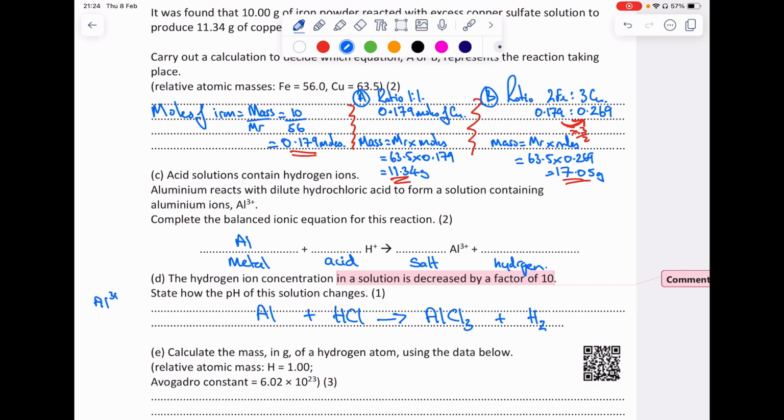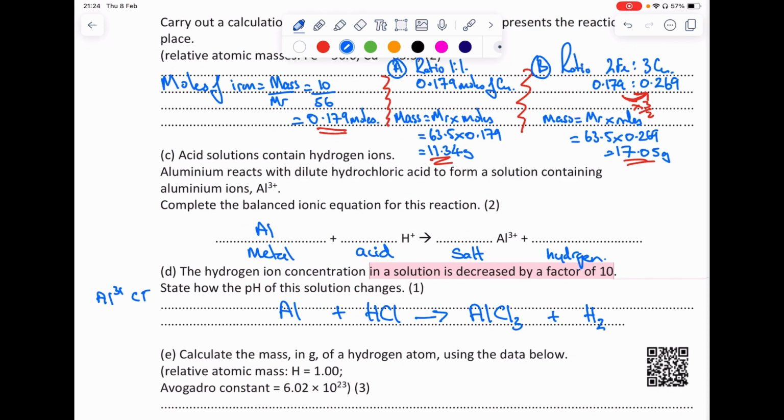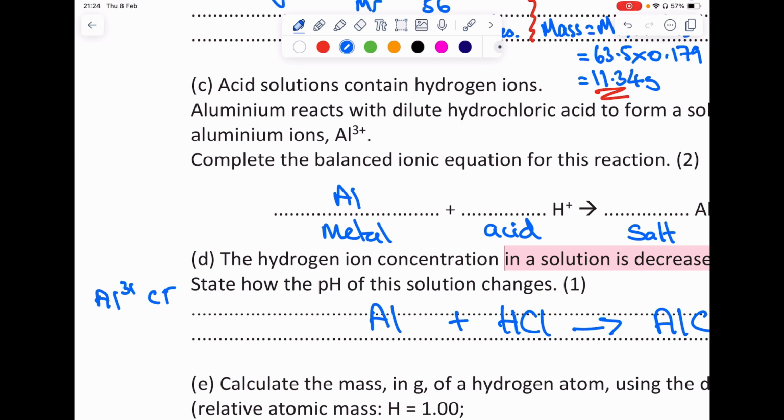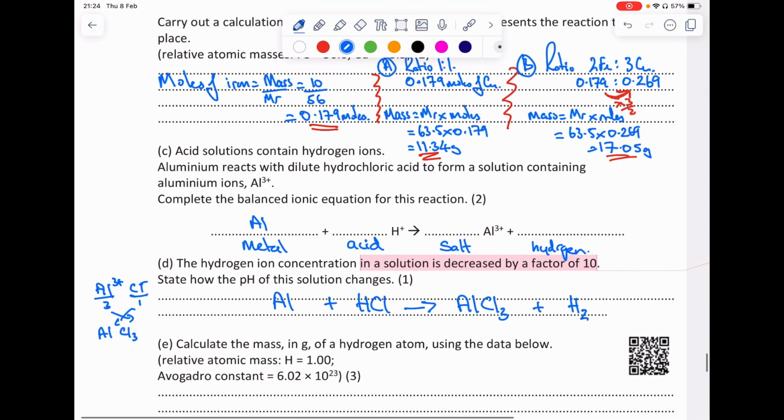So aluminium is a 3 plus ion and chlorine is a minus ion. So aluminium wants to form 3 bonds, chlorine wants to make 1 bond. Swap them over, aluminium gets number 1, chlorine gets number 3. So aluminium chloride is AlCl3. Let's just zoom back out to the question.